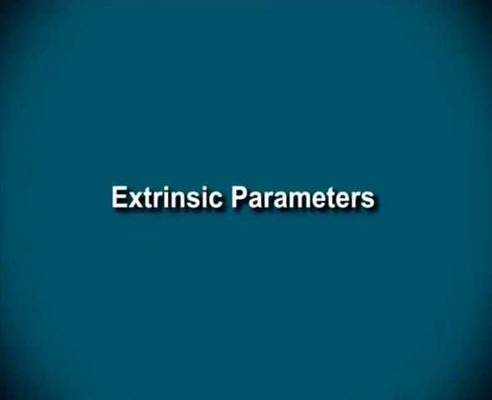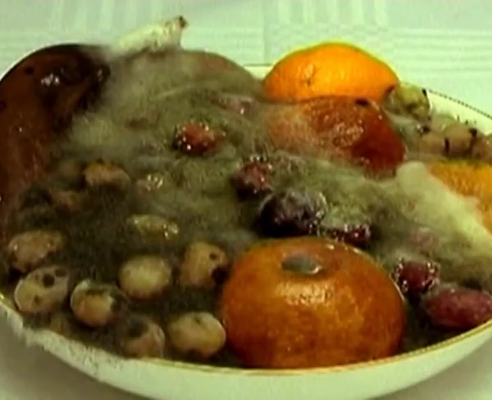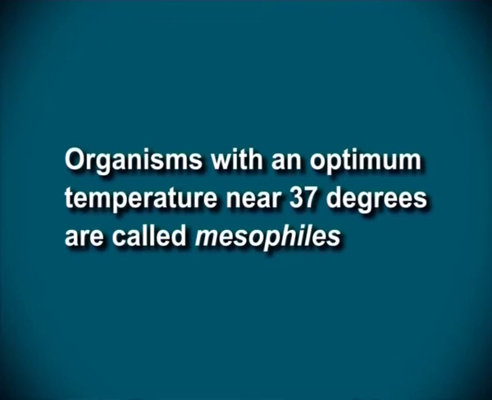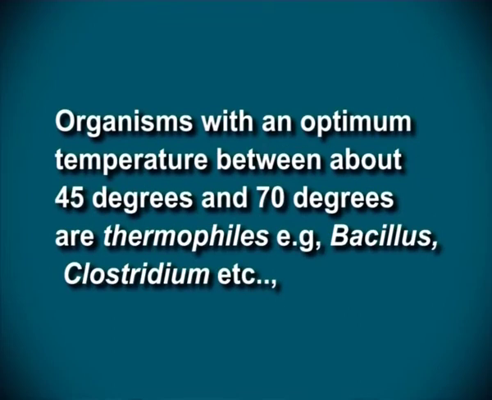Extrinsic parameters. Temperature of storage. Microorganisms have been found growing in virtually all temperatures. A particular microorganism will exhibit a range of temperature over which it can grow in the same manner as pH. Taking the human body temperature as a central point, organisms with an optimum temperature near 37 degrees are called mesophiles. Organisms with an optimum temperature between 45 degrees and 70 degrees are thermophiles, example Bacillus, Clostridium, etc.